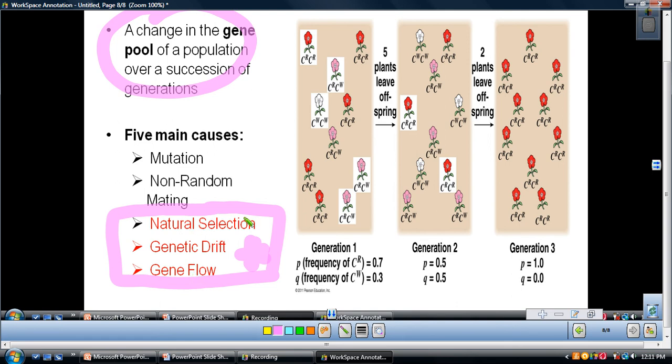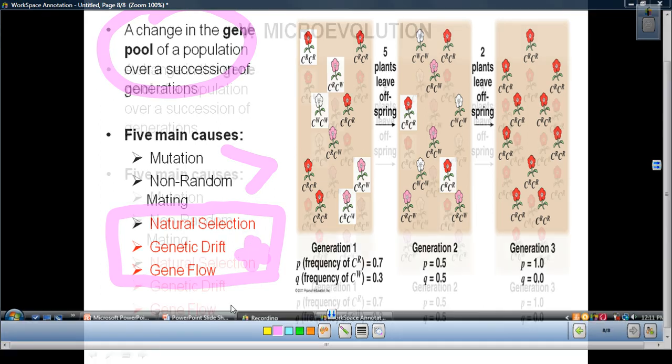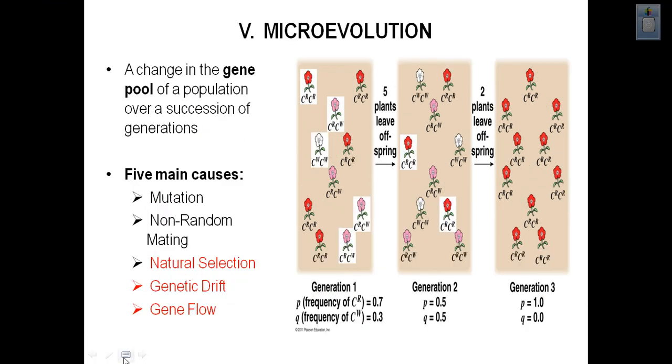Remember natural selection, survival of the fittest, struggle for existence. Genetic drift would be like the bottleneck effect and the founder effect. Gene flow would be like migration between two populations, making the resulting population not as varied. And then don't forget your other 2, but these are the 3 main that occur. So those are examples of microevolution, and we are done.